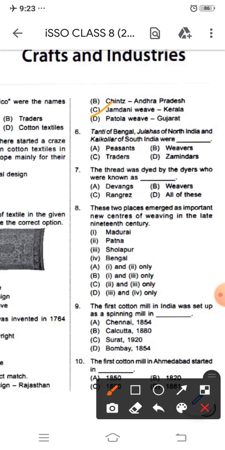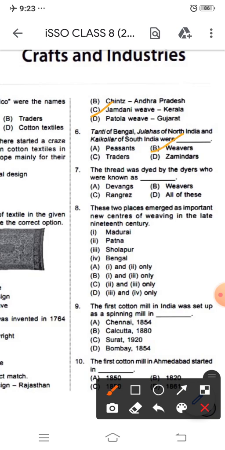Next, number 6. Tanti of Bengal, Julahas of North India, and Kaikolar of South India were dash. Options: peasants, weavers, traders, zamindars. The correct option is weavers.